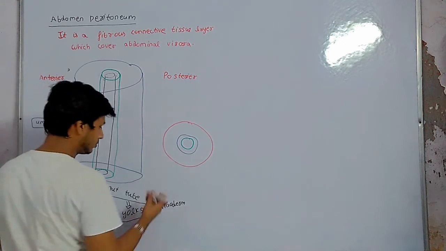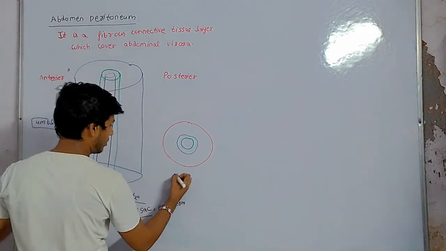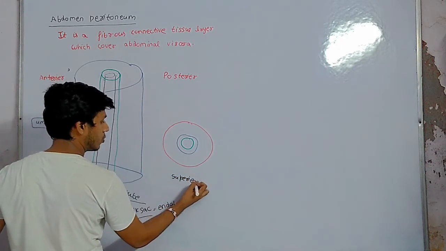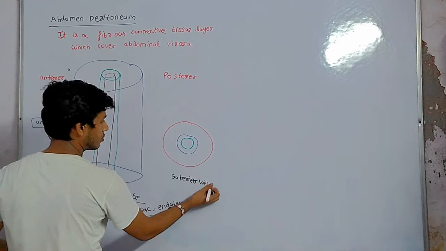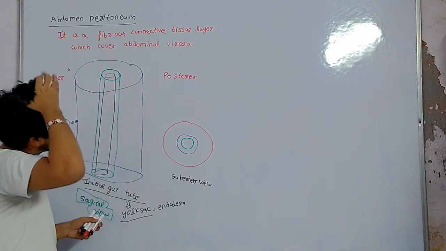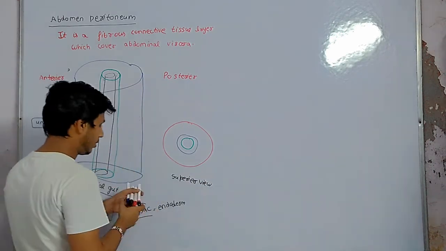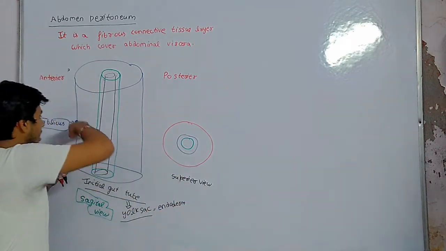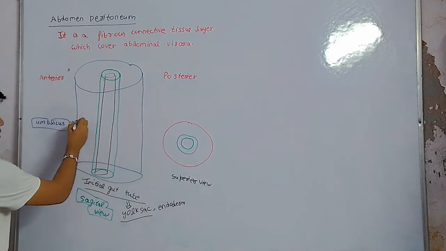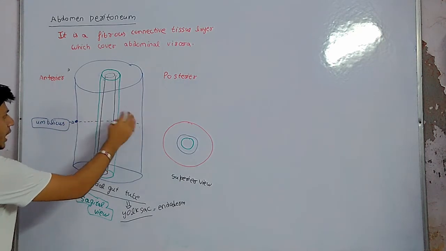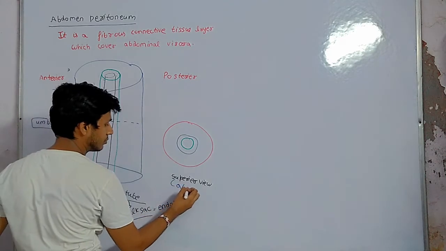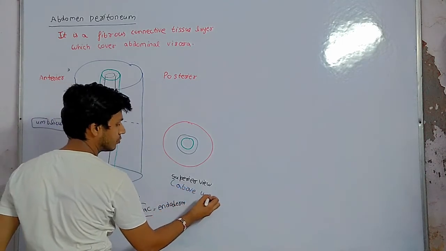And this is the superior view. So how is the gut tube hanged with this? This is the section of the superior view from above the umbilicus level. Let's say this is the umbilicus. It is the level above the umbilicus.